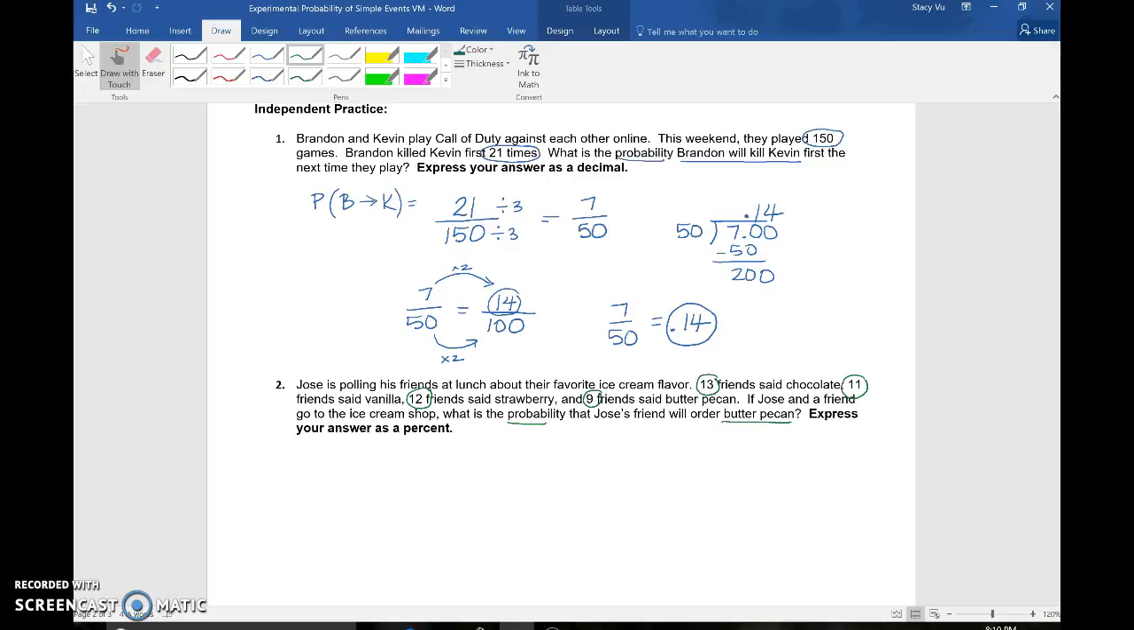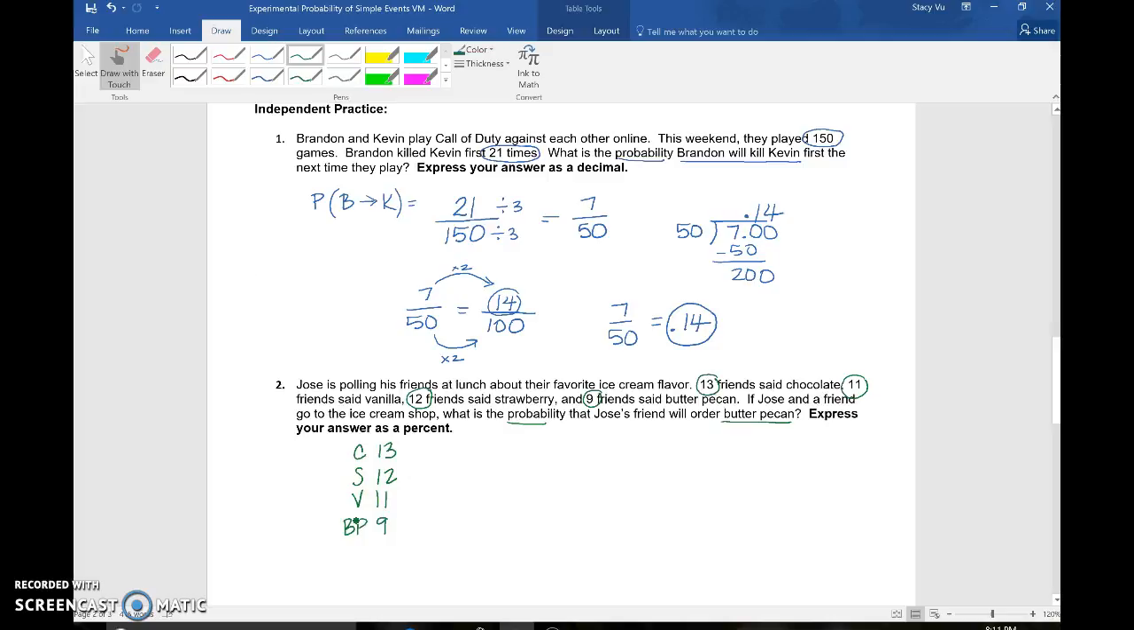So I don't know about y'all, but it's kind of hard for me to read it all in a word problem. So I'm going to write it out. So chocolate, there's 13. 12 said strawberry, 12. 9 said butter pecan. I must have missed one. 11 friends said vanilla, 11. So 13, 11, 12, and then 9 butter pecan.